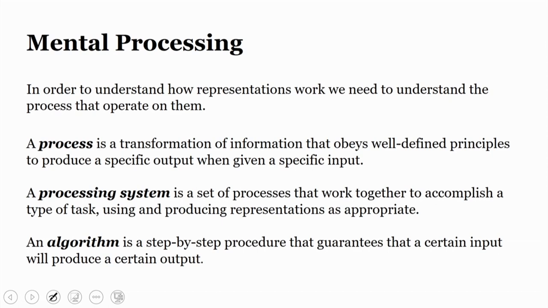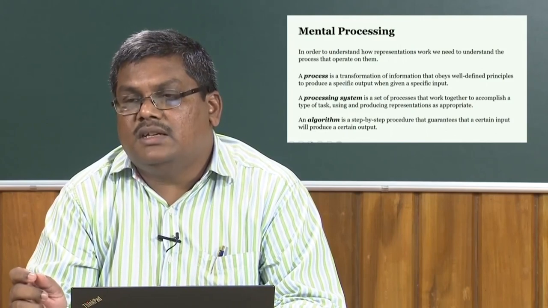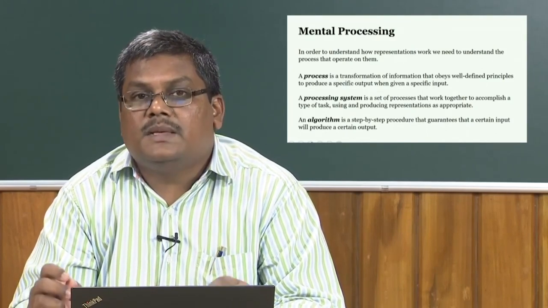The working of these mental representations takes place through a process, a processing system, and an algorithm. Once we see something and form a mental representation, this mental representation is taken by the mind, and the mind makes meaning out of it using a process, a processing system, and an algorithm. What does the process do? The process takes in basic information and produces something specific out of it.